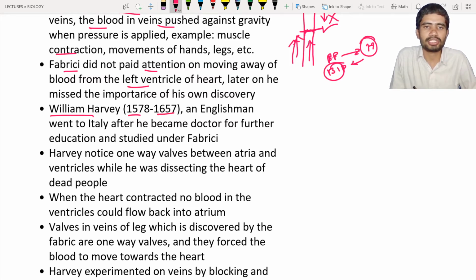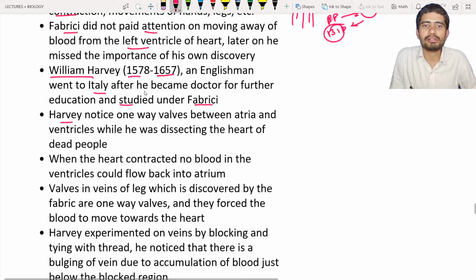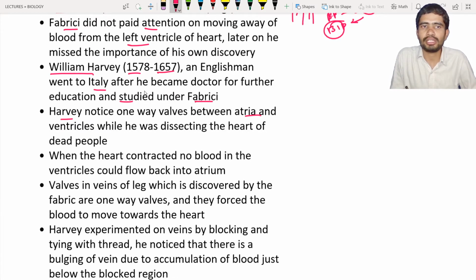After the completion of his doctorate degree, he went to Italy to pursue higher education. He went to Italy and became a student of Fabrici. Next, Harvey noticed the one-way walls between the atria and also the ventricles. So remember one thing: Fabrici discovered the walls in the veins. But what did his student, William Harvey, do? He identified walls between the atria and ventricles.